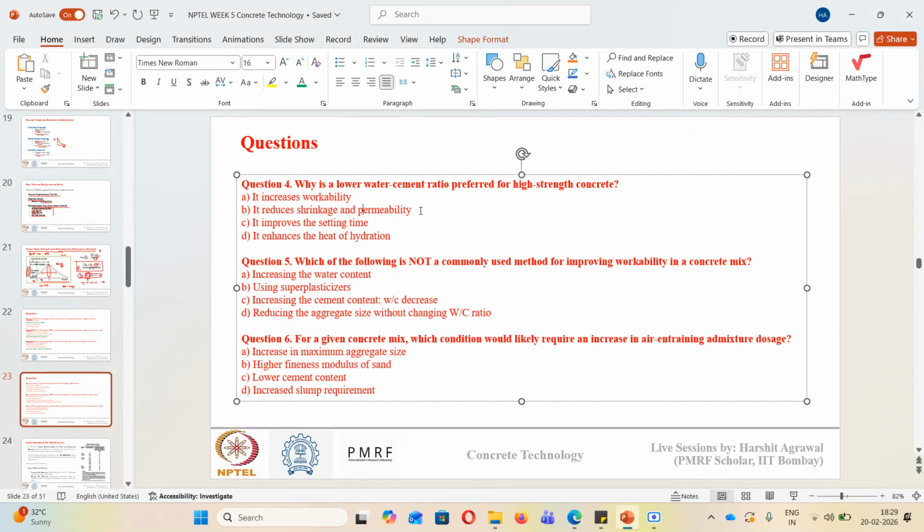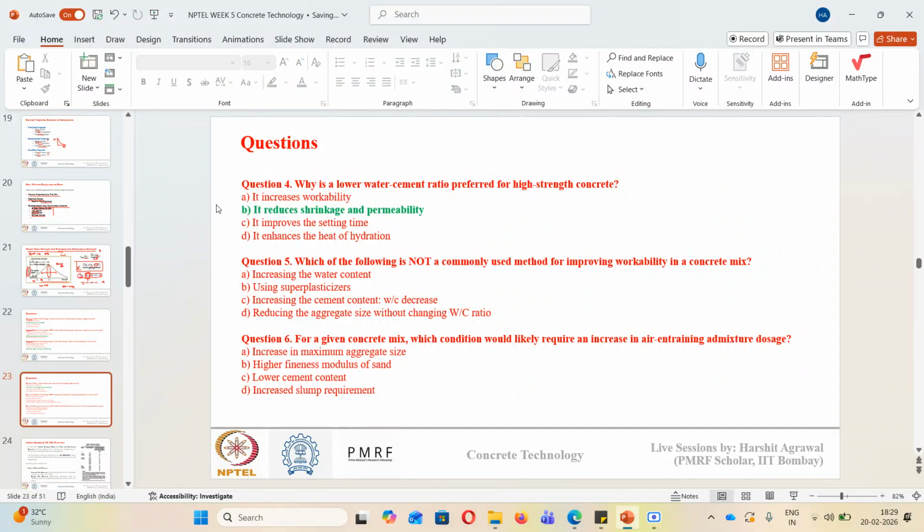Yes, the correct answer is B. So when we have a low W by C ratio, then the porosity inside concrete is also low. This means that the amount of water filled voids inside concrete is low, and thus shrinkage issues will be lower, and permeability of concrete will also be lower. Okay, so as W by C ratio decreases, the porosity inside concrete decreases, and that's why strength increases. And as porosity decreases, all the durability issues will also decrease.